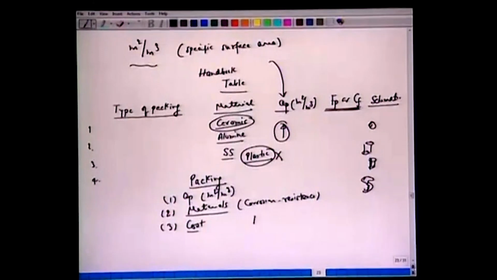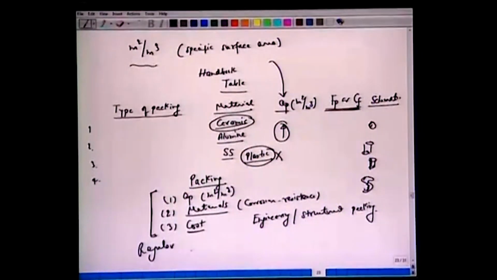If you have structured packing or engineered packing, these are very, very expensive. All right, so the cost also plays a major role. So these are the three aspects one generally looks for while choosing a certain type of packing here. Packing could also be, as we said, regular, or irregular. Essentially it means when we pack them, they are randomly packed.